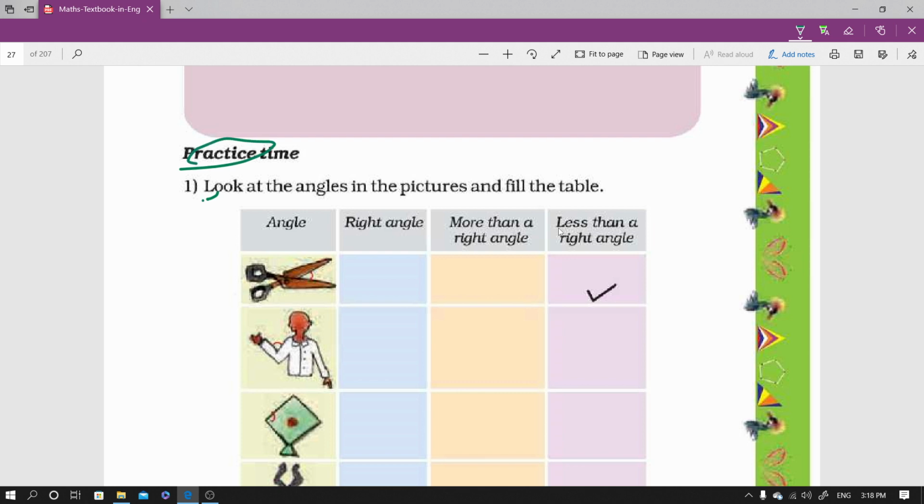Practice time. Look at the angles in the pictures and fill the table. Angles, right angles, more than a right angle, less than a right angle. Okay.